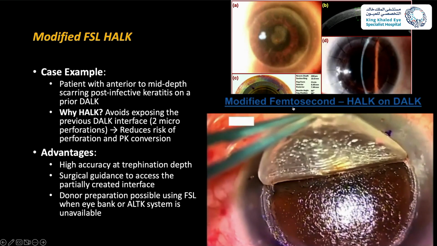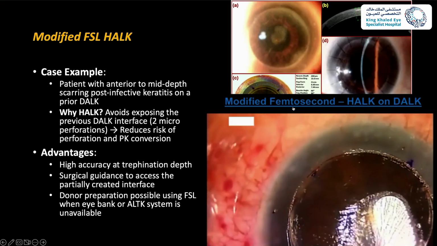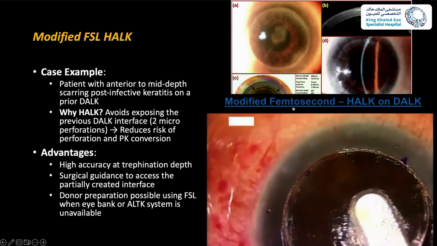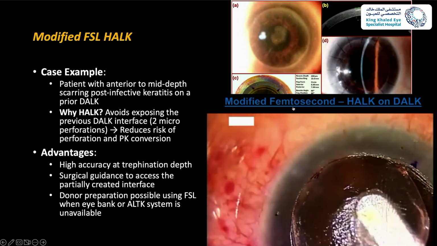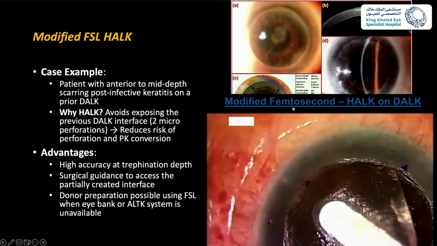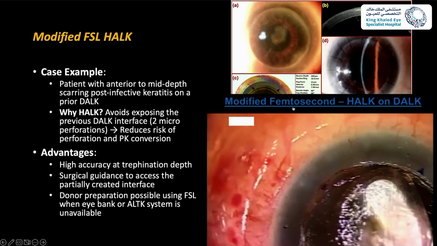Okay, and then the donor preparation can be done using femtosecond laser on an artificial anterior chamber in the same way, vertical cut, and you do dissection, or you can order it from an eye bank. Okay, I think the video is clear.